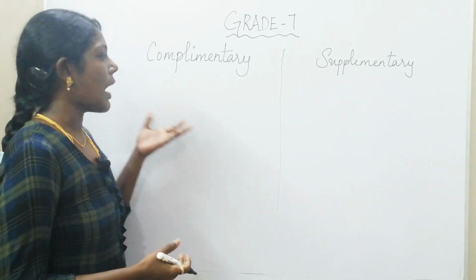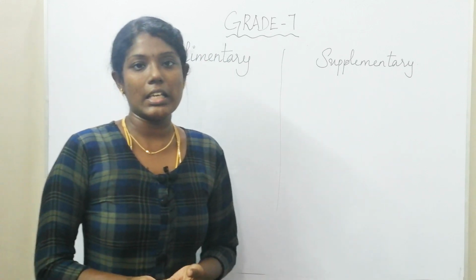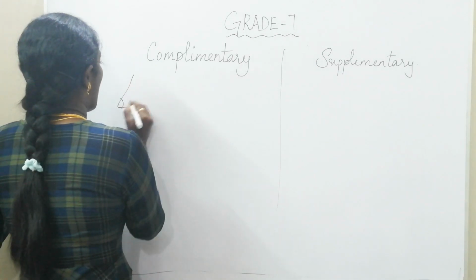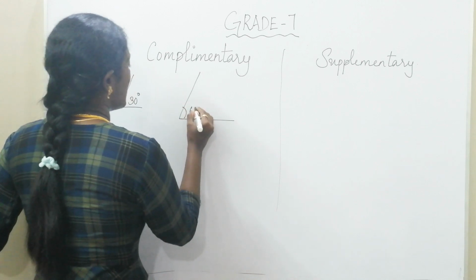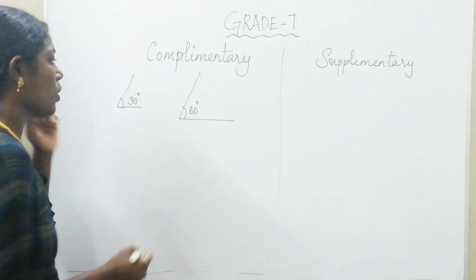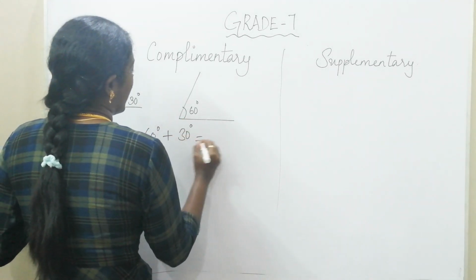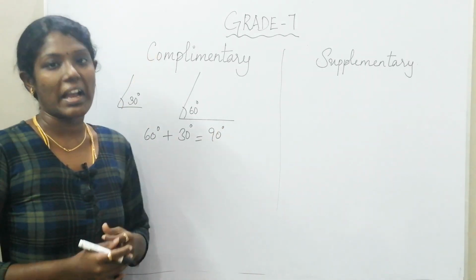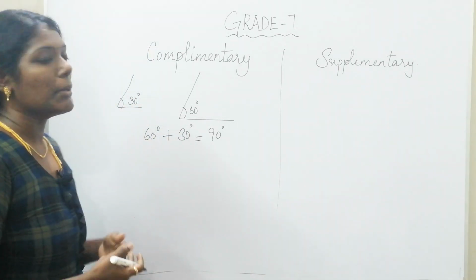So complementary angle is when two angles add up to 90 degree, we call it as complementary angles. Suppose if I have one angle which is 30 degree and the other angle which is 60 degree, I call these two angles complementary angles. Why? Because when I add both 60 degree plus 30 degree, I got 90 degree. So these two angles are called complementary angles. So when two angles add up to give 90 degree, I call it as complementary angle.